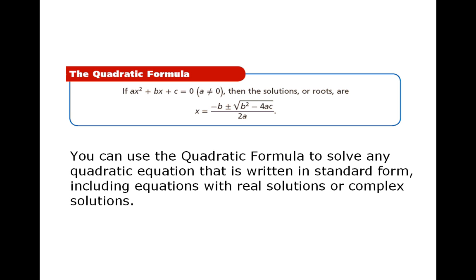Okay, so the quadratic formula: if ax squared plus bx plus c equals 0, then the solutions or roots or even zeros are x equals negative b plus or minus the square root of b squared minus 4ac all over 2a.